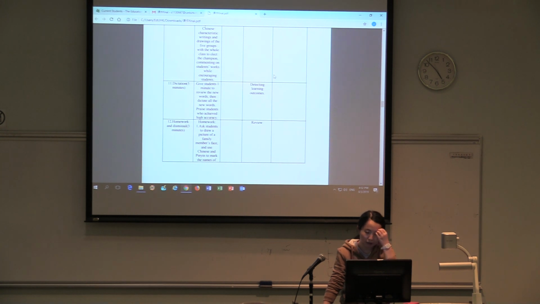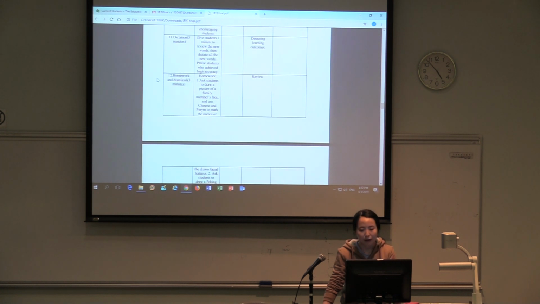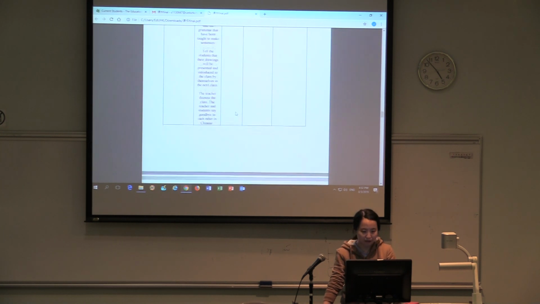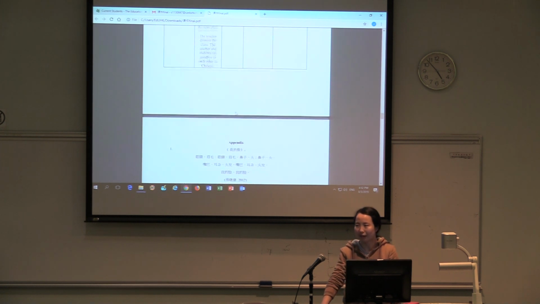This part is designed to help them memorize and detect how they have learned. And then the homework and dismissal, which takes about 3 minutes. And that's all. Thank you.